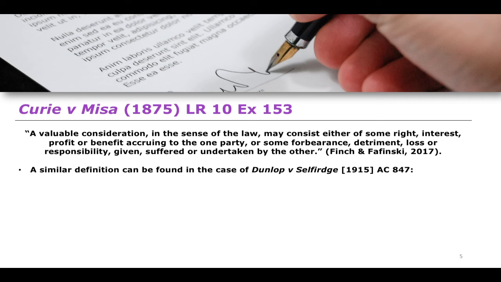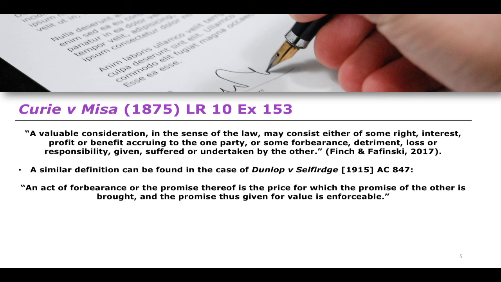A similar definition can be found in the 1915 case of Dunlop v Selfridge, where they say that, quote, an act of forbearance or the promise thereof is the price for which the promise of the other is bought, and the promise thus given for value is enforceable. These are two definitions of consideration. Simply put, it is something for something else. There is an obligation on your part to actually provide something to the other party in order to receive valid consideration, in order to receive whatever that other party is going to bring to you in the contract.